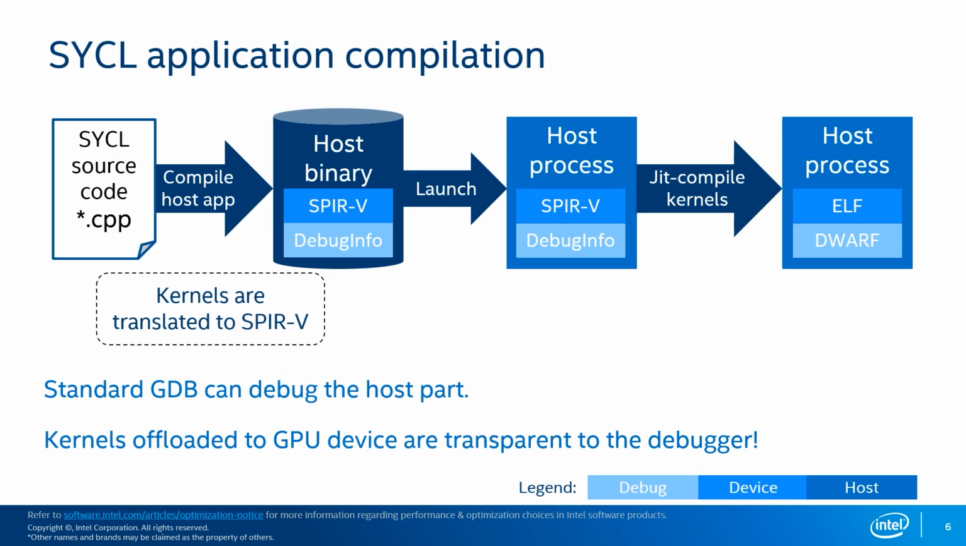How does this apply to SYCL applications? Let's look at how a SYCL application is compiled. While the host part is compiled normally, the kernel requires multiple steps. The front-end compiler extracts them and translates them into an intermediate SPIR-V format. Together with the debug information, it is then included in the host binary. When a SYCL application is executed, it selects the device where its kernels are offloaded. The JIT compiler then compiles kernels into the native code for the selected device. Now the standard GDB can debug the host part. However, kernels offloaded to the GPU are transparent to the debugger.